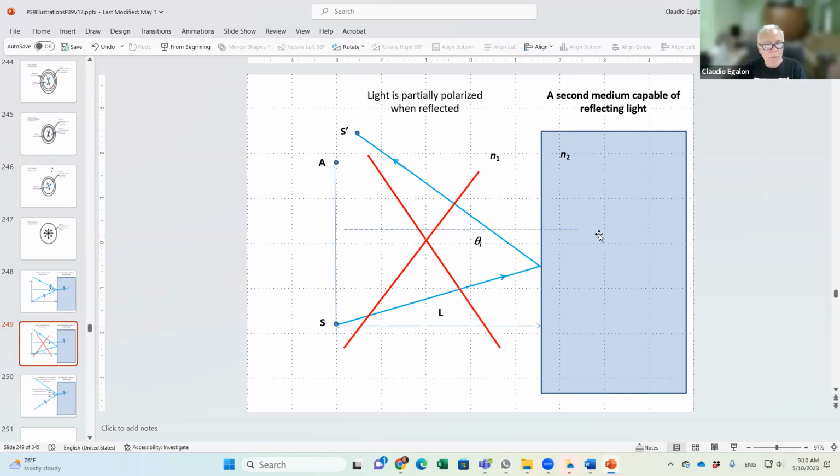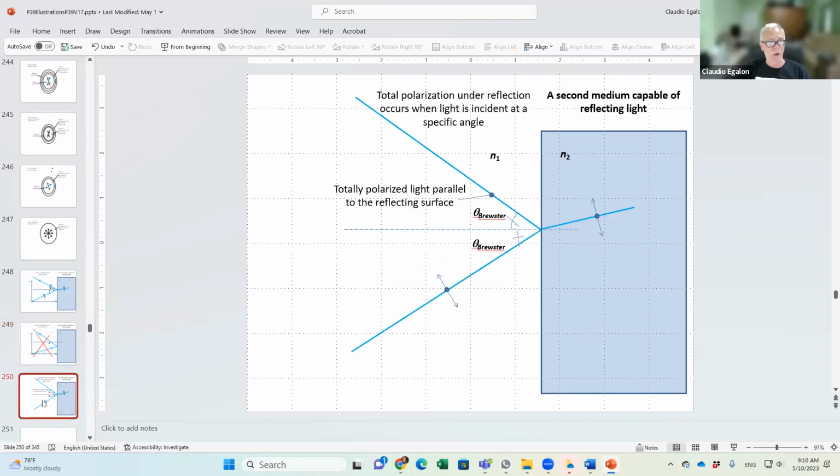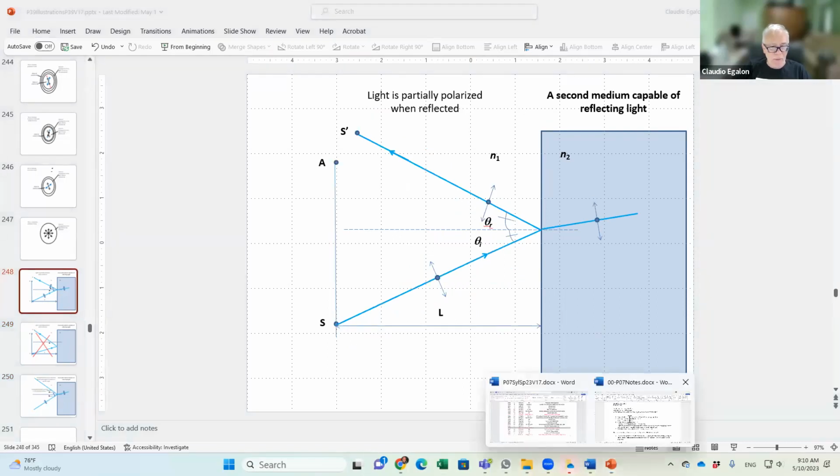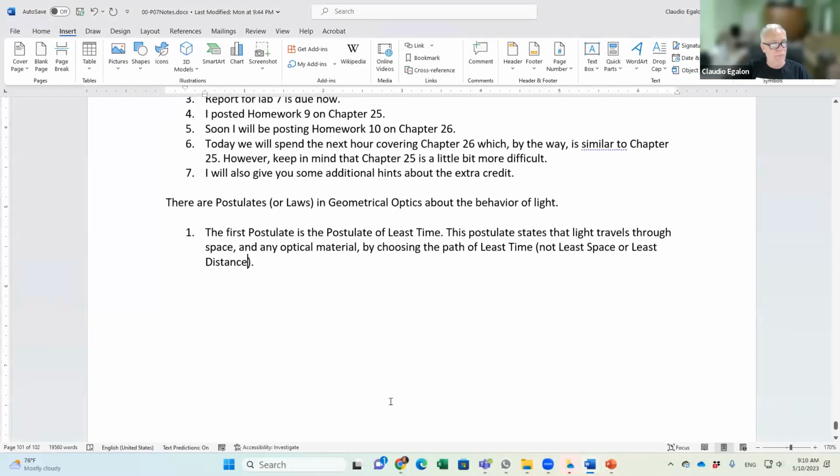Well, get rid of that. This type of law applies not just to reflection, but it also applies to refraction. What is refraction, right? So let's write down what is refraction. Light travels through space in optical material through the path of least time, not least space. I'm going to put it very big, not least space or least distance. That's the first postulate of geometrical optics.